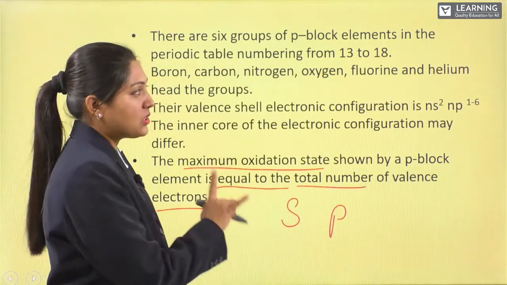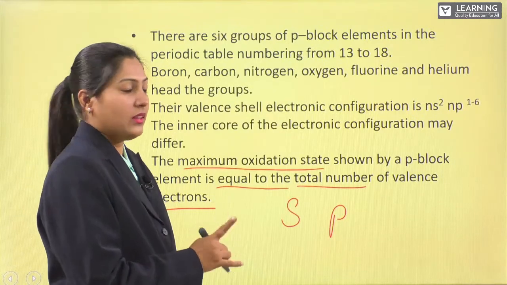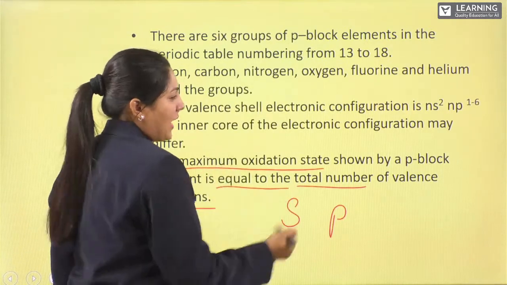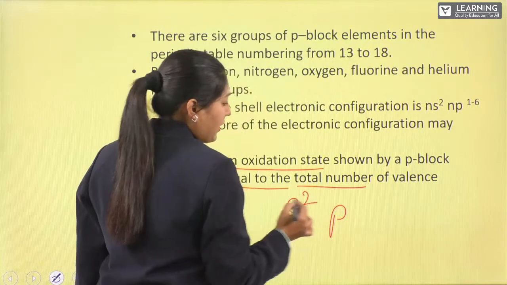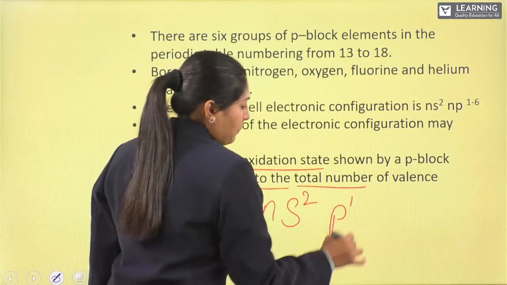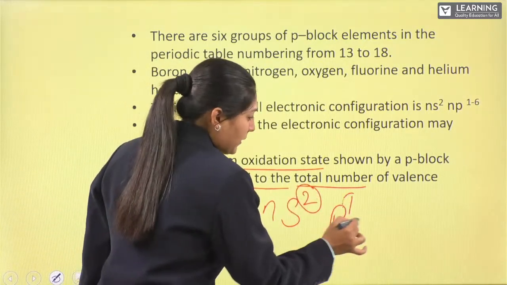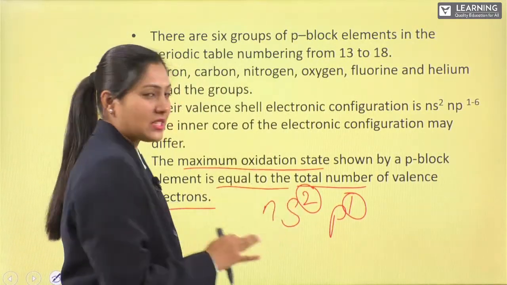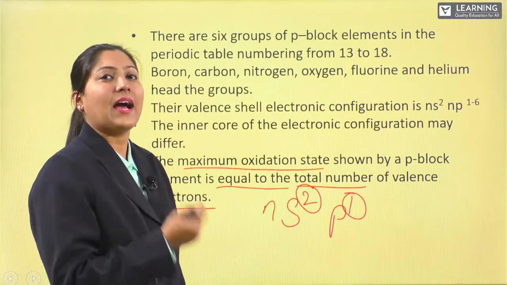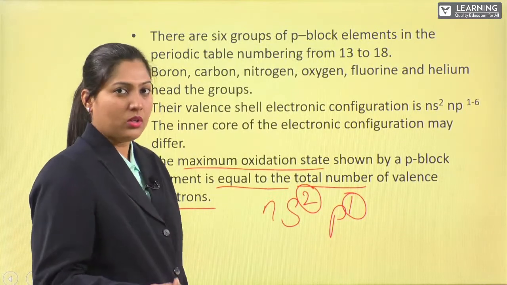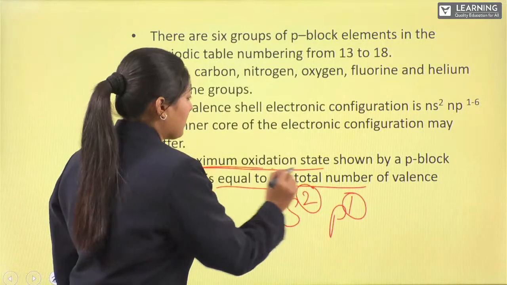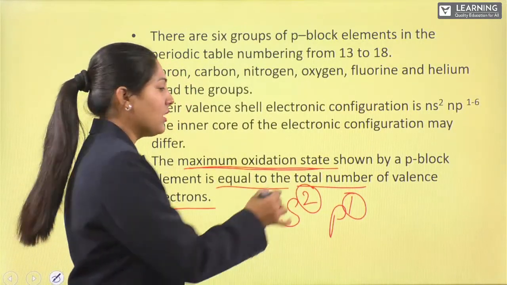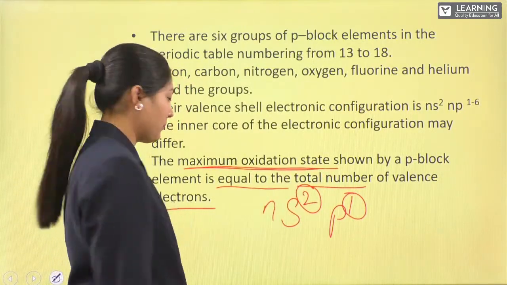If there is 1 electron in the p orbital, then the element can have 2 in s, like ns2 np1. So 2 plus 1, totally 3 electrons are there in the outermost shell. So we can have 3 electrons to be removed, and hence we get the maximum oxidation state here as 2 plus 1, 3.